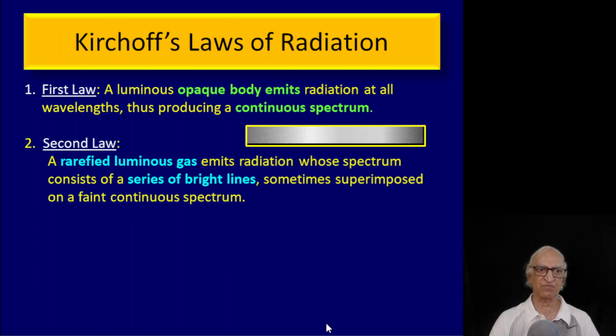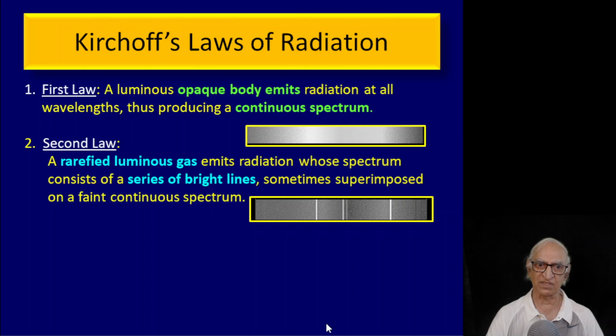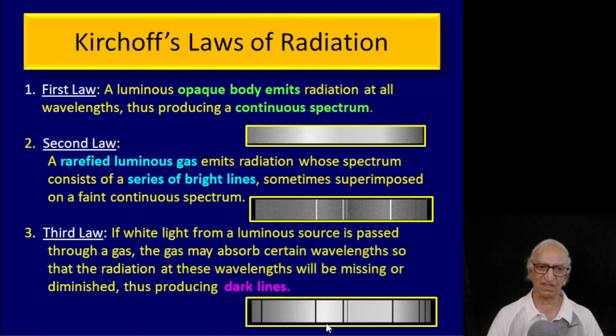The second law states: a rarefied luminous gas emits radiation whose spectrum consists of a series of bright lines. Sometimes these bright lines are superimposed on a faint continuous spectrum, such as shown in this figure. The third law states: if white light from an opaque luminous source is passed through a tenuous gas, the gas may absorb radiation at certain wavelengths so that the radiation at these discrete wavelengths will be either missing or diminished, thus producing dark lines as may be seen in the bottom picture.